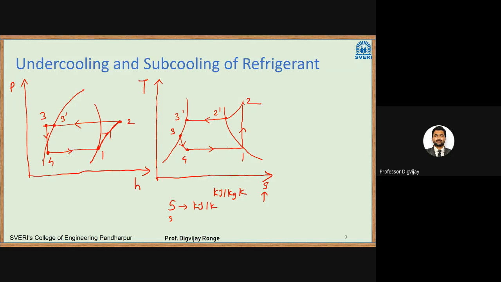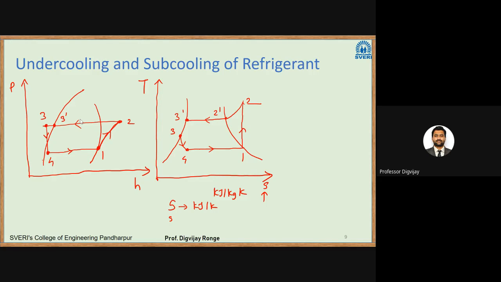As the name suggests, there is a subcooling of refrigerant after the condenser. So after the condenser, we are reducing its temperature below its saturation temperature. So remember these terms, saturation pressure and saturation temperature. At point 3 dash, what you see is the saturation temperature. If I reduce the temperature below it, I would get point 3, which is a subcooled refrigerant.